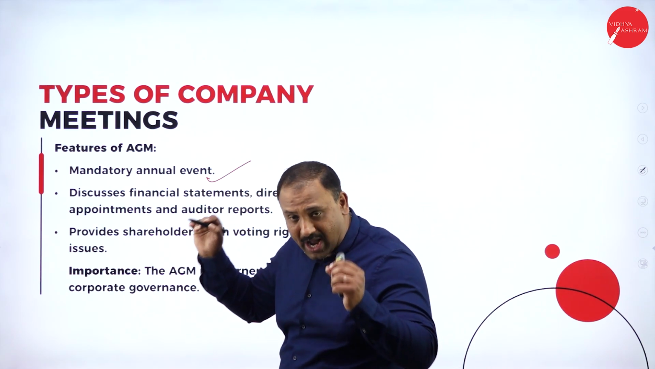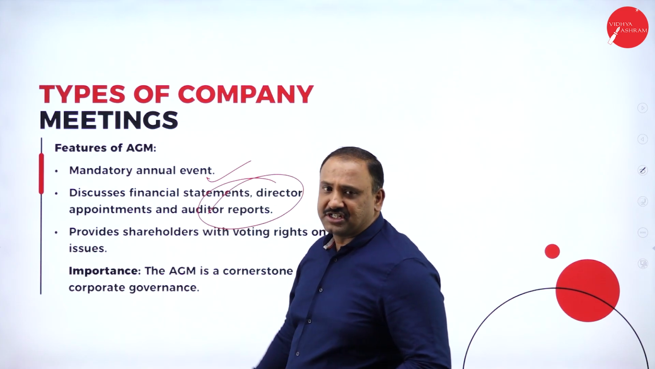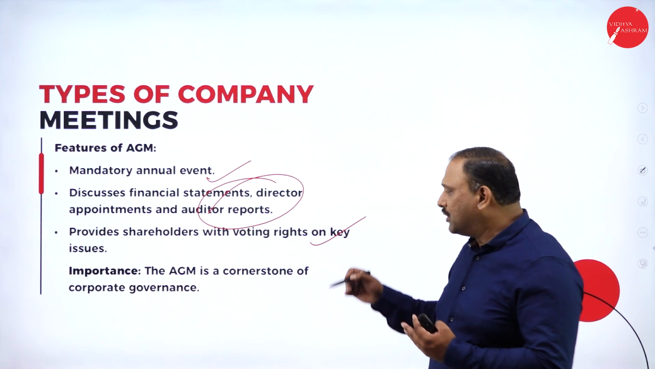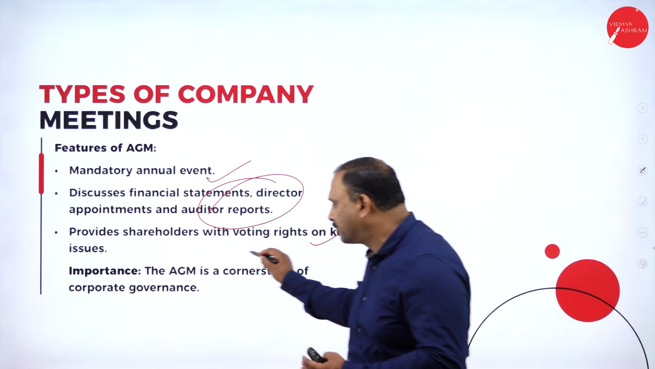So every year you have to do one annual general meeting. You have to discuss the financial statements, the auditor's reports. You have to give the shareholders voting rights on key issues. And this is, of course, the cornerstone of corporate governance.